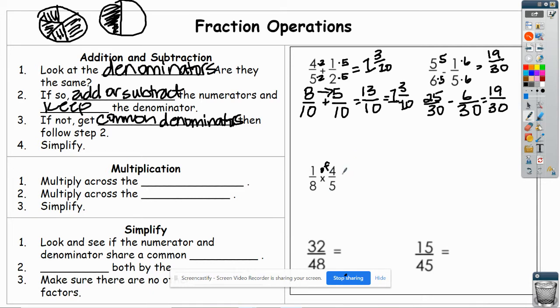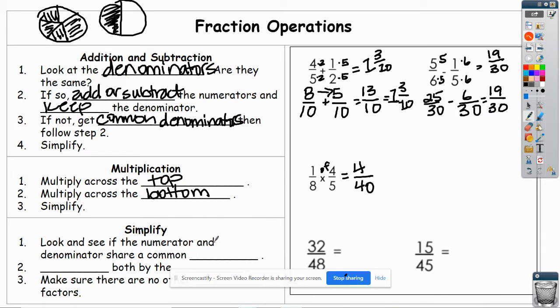And in order to do that, all you need to do is multiply across the top and multiply across the bottom. So 1 times 4 is 4, and 8 times 5 is 40. Now this one says simplify. Up here, we had to go from an improper fraction to a mixed number. Here, 19 and 30 do not share a common factor, so we don't need to simplify this. But 4 and 40 do.